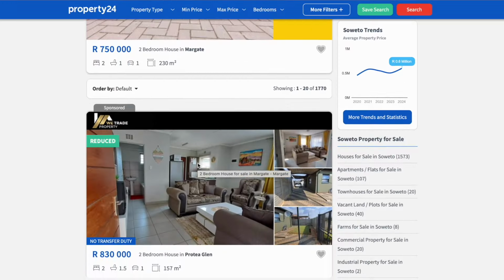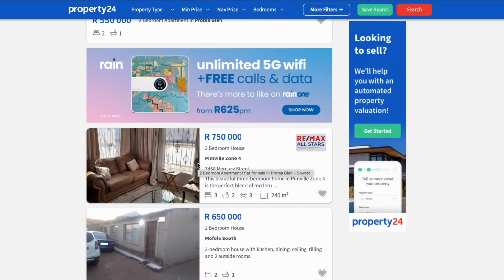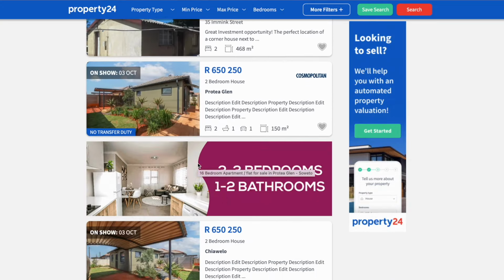With flipping a property, what you want to do is buy a property at its lowest and then sell it at its highest. Now, the thing about this is that you won't be able to see it if you do not have the experience behind it, right? Now, what do I mean by this? On Property 24, you can scroll through the first page and you might see properties that are ranging in terms of prices.